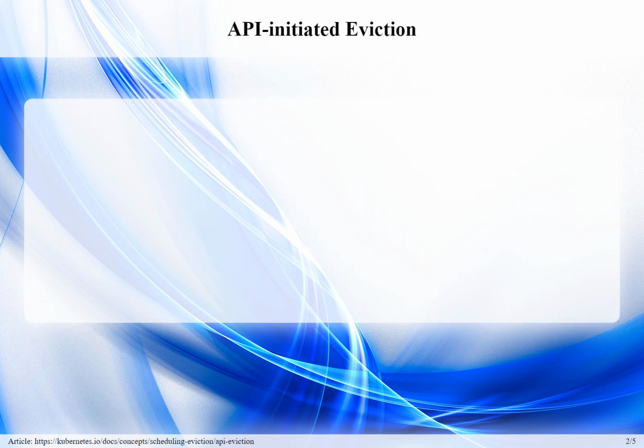API-initiated eviction. API-initiated eviction involves using the eviction API to terminate pods gracefully. You can call this API directly or use a client like the _drain command. Evictions adhere to pod disruption budgets and termination grace period seconds.